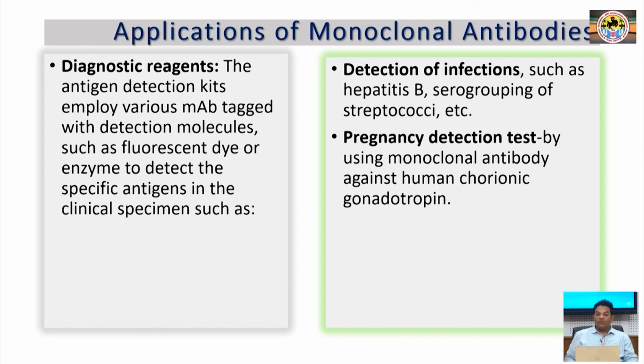Next is detection of infections. Various types of antigenic infections can be detected with the help of the antibody, such as hepatitis B and infection of streptococci. As you know, the most popular example is the pregnancy detection test, which uses monoclonal antibody against human chorionic gonadotropin hormone. Nowadays you have seen various kits available that work by just putting in the sample, and you can identify which type of disease is there.